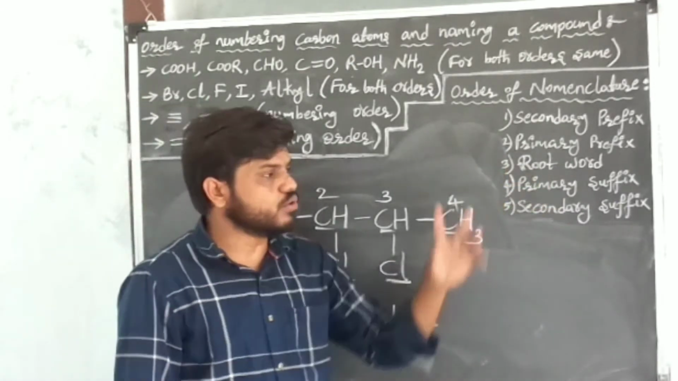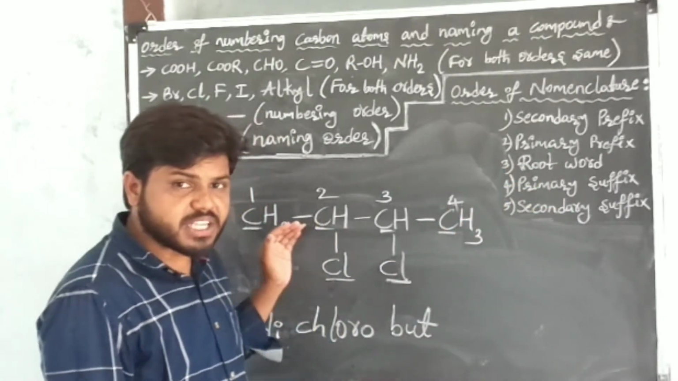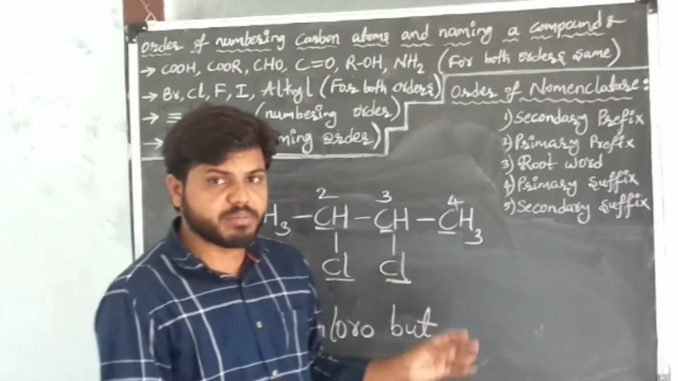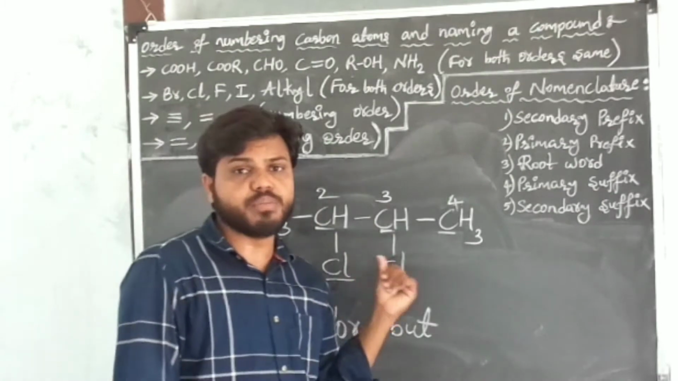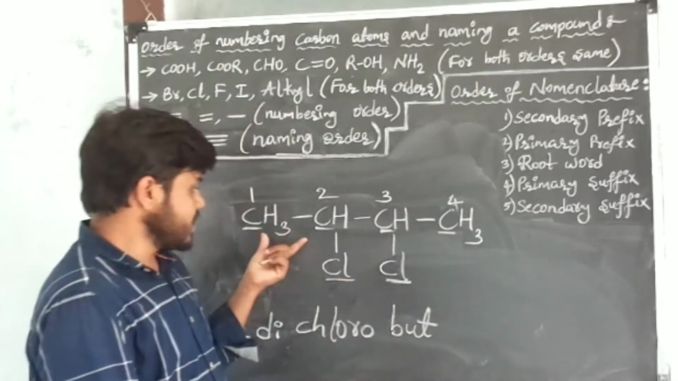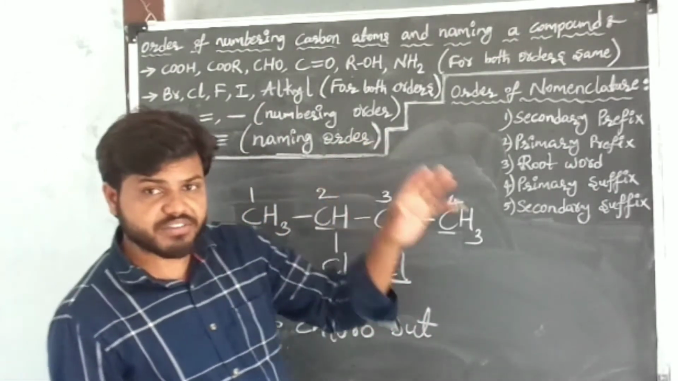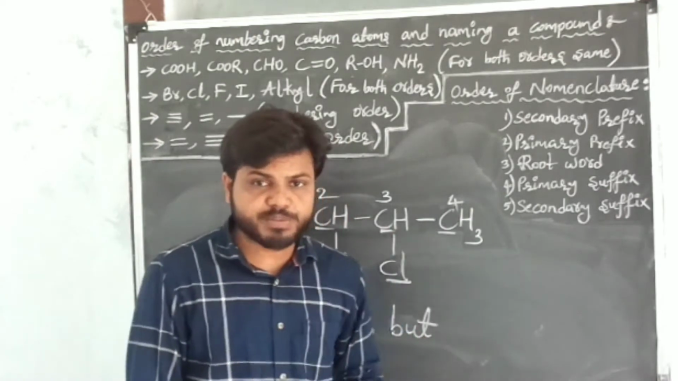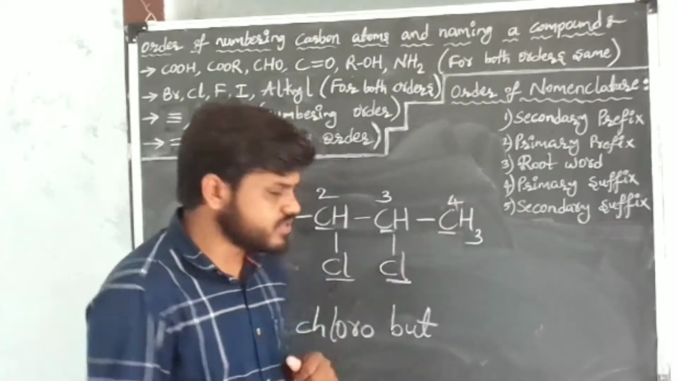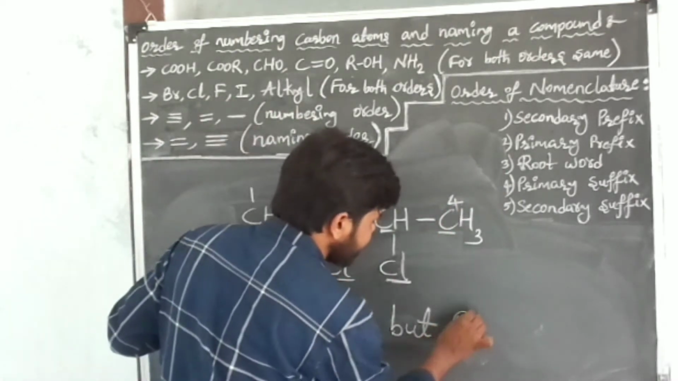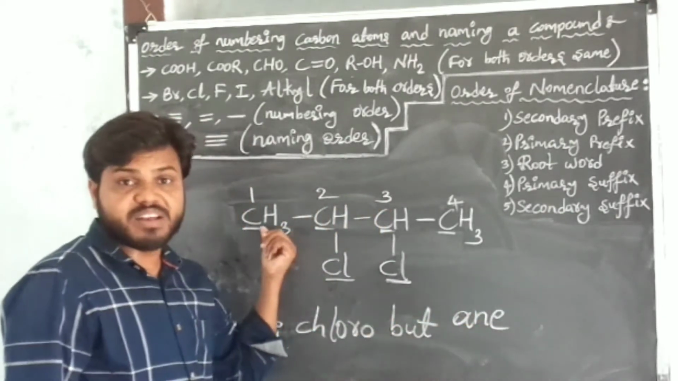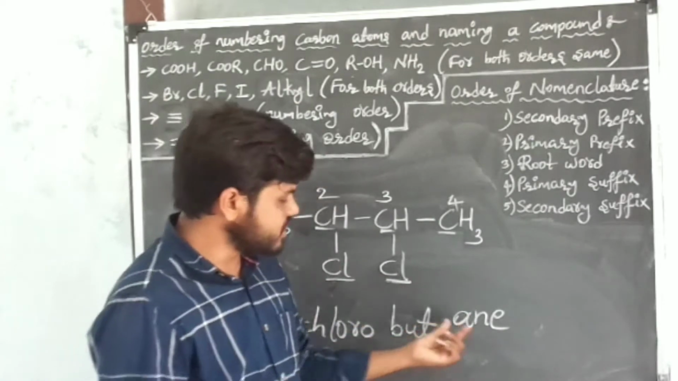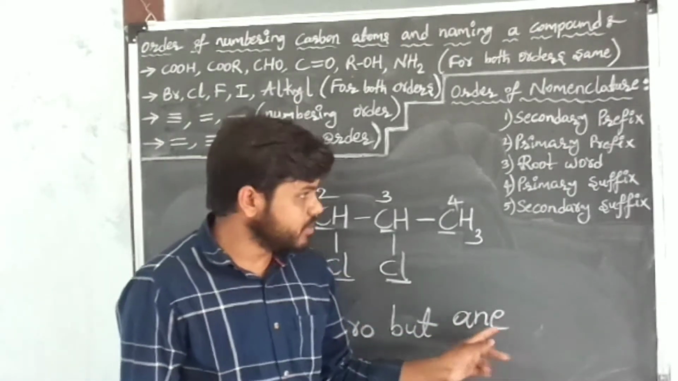After writing the root word, go to the primary suffix. Primary suffixes are single bonds, double bonds, triple bonds. Between every 2 atoms in the given carbon compound, single bonds are present. So take the suffix of single bond, which is ane. I have written it because single bonds are present between every 2 atoms.